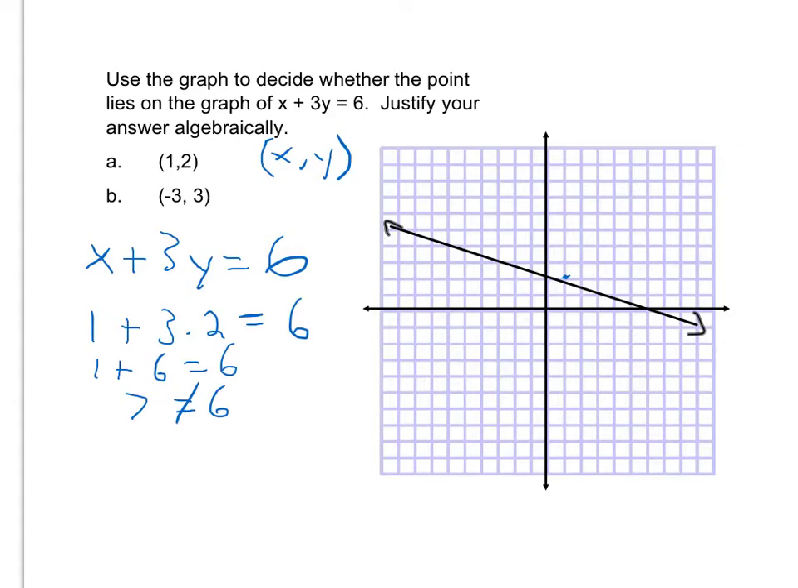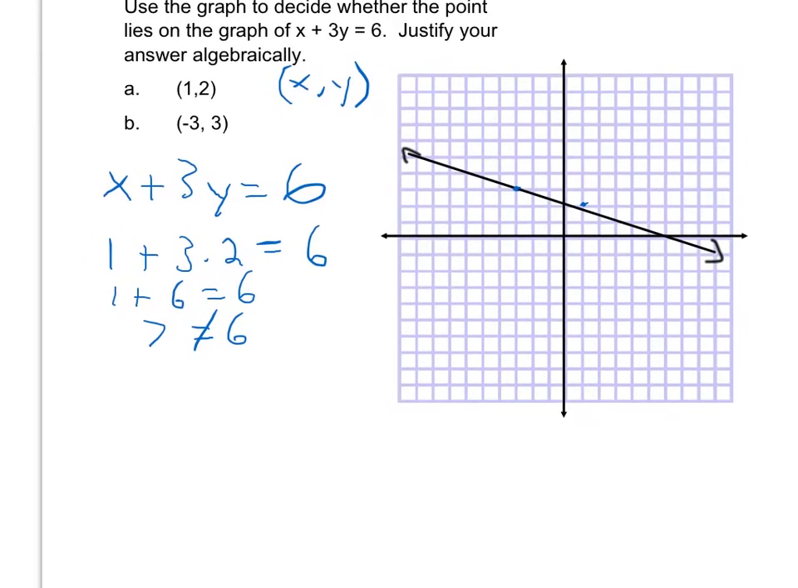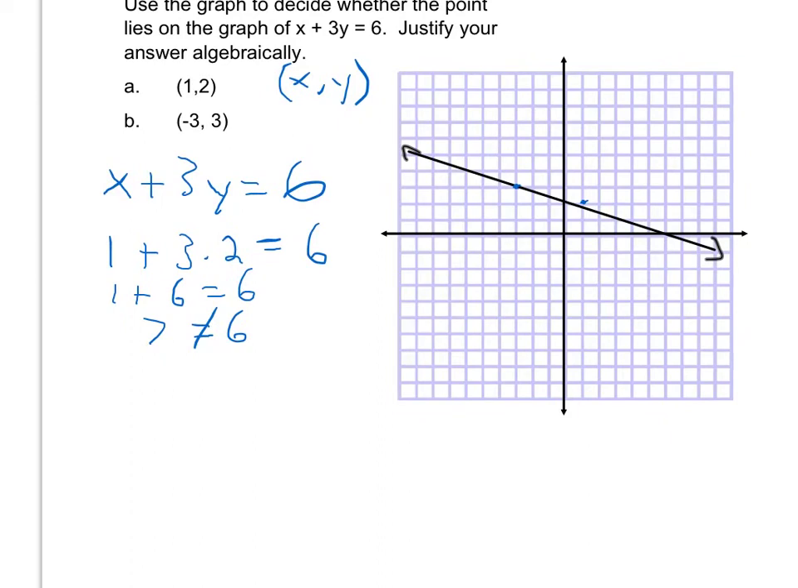Alright, now we're looking at the point negative 3, 3. That looks like it's right here, right about on the line. But again, to be sure, we need to check this algebraically. So I already wrote my equation up here, so now I'm just going to plug in the numbers. So for x, I'm putting in negative 3, plus 3 times my y, which is 3. Now I want to know, does that equal 6 or not? Well, negative 3 plus 9, and negative 3 plus 9 is 6. So 6 does equal 6.